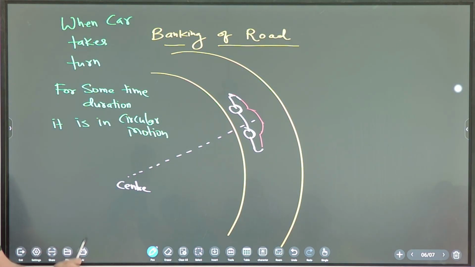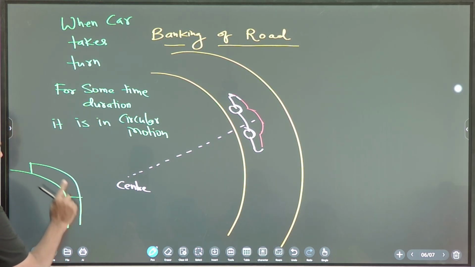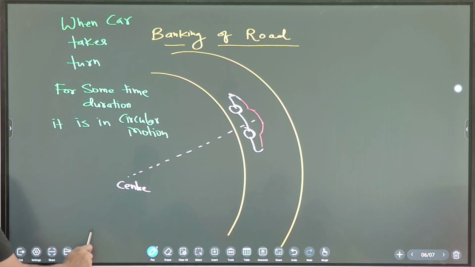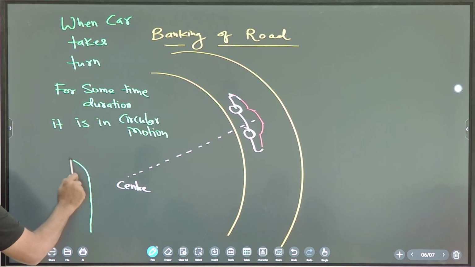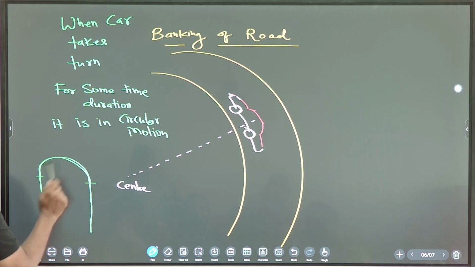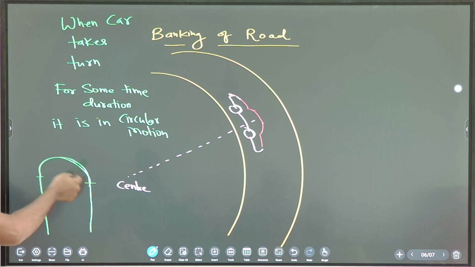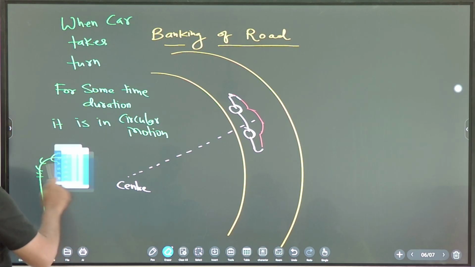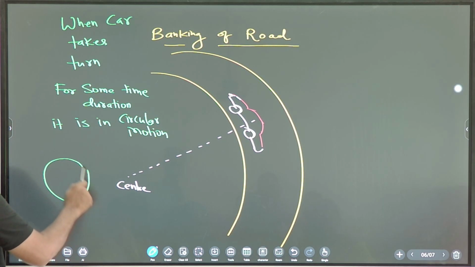When you are taking a left turn, like you are going north, now you want to go west. So here to here it is a circle, a quarter circle, correct? Suppose you want to take a U-turn. You are going north, now you want to go south. So here to here it is a circle. What type of circle? Half circle, correct? Sometimes there is a roundabout. Roundabout is a full circle, correct?